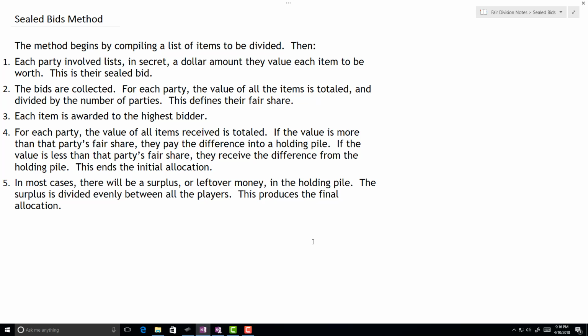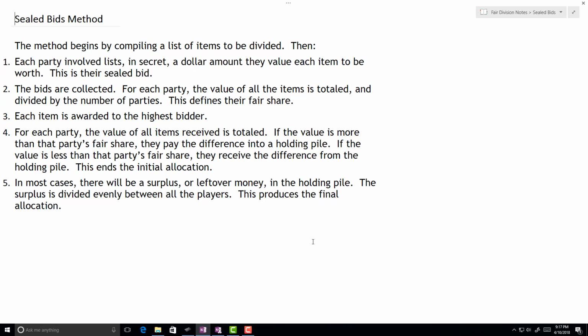The bids are then collected and tallied up, and you get a fair share for each person. So, with our example earlier with the Subway sandwich, a fair share was $6. When we're doing sealed bids, everybody's fair shares can be different. Now, just like normal bidding, each item goes to the highest bidder. This can be a little bit tricky when you're talking about paying for chores. It's still the largest value, which happens to be the lowest amount you pay to have somebody do something, a little unique.